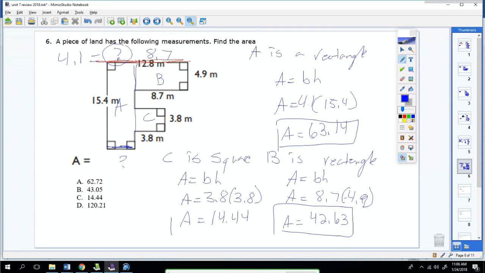So the way to find the area of this whole figure, though, is you're going to add all of them together. So when you add all of them together, you get 120.21. Answer choice D.